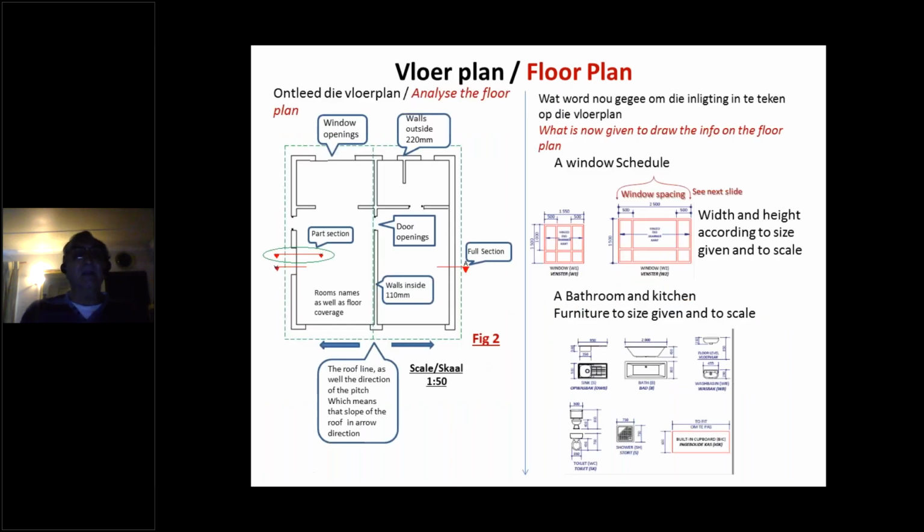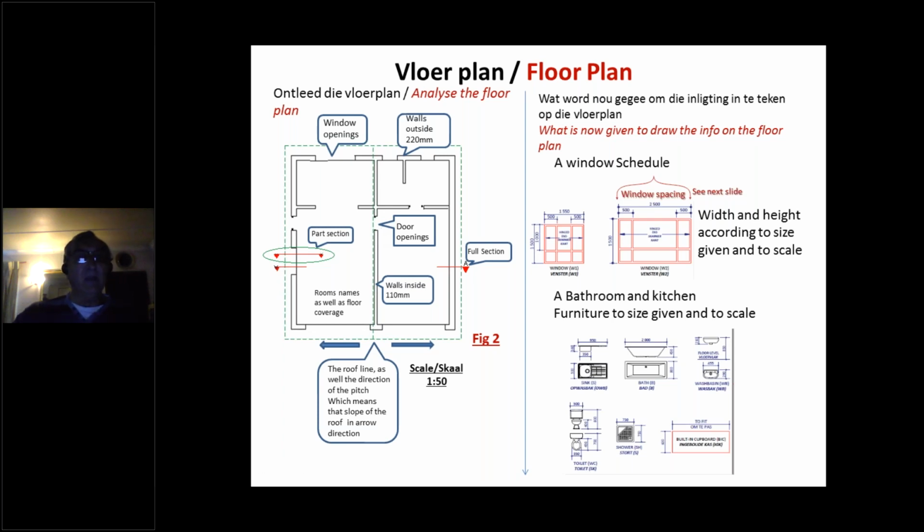Now, let's first analyze a floor plan. In a floor plan, there's space for window openings, and there are outside walls. The outside walls are thicker than the inside walls: 220 millimeters on the outside walls and 110 millimeters on the inside walls. You will find door openings, and if you look at that, there's a smaller distance and a bigger distance, which actually shows the direction of your door opening.